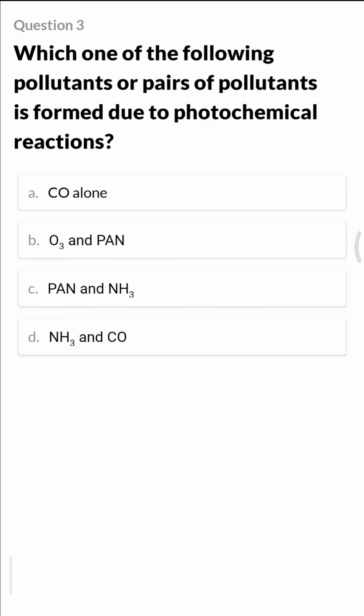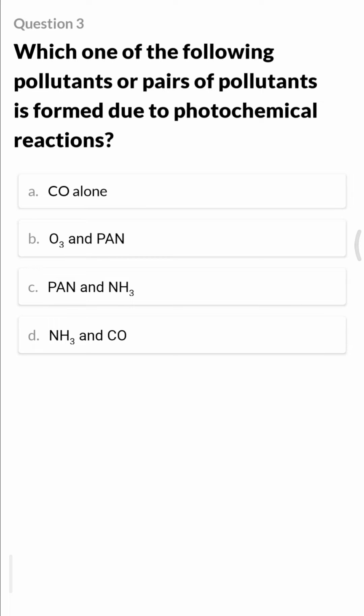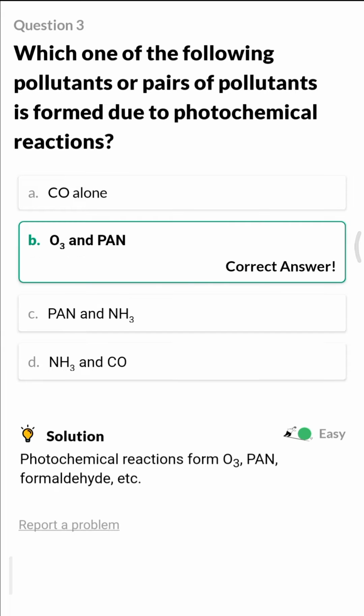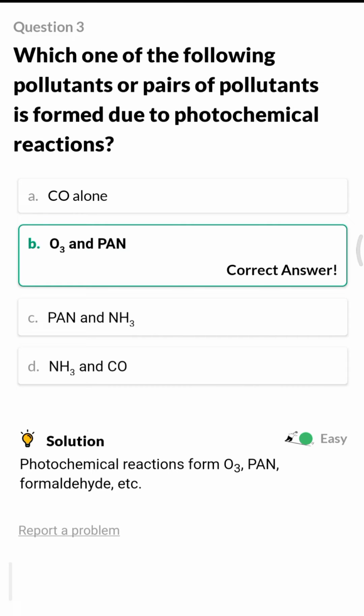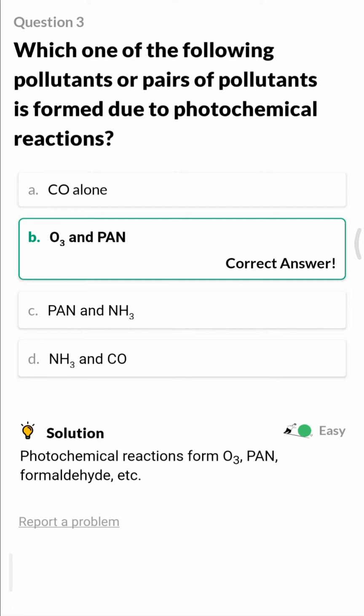Today we're going to see the MCQ related to environmental engineering. So the question is, which one of the following pollutants or pairs of pollutants is formed due to photochemical reactions? Option A is CO alone, that is carbon monoxide alone, option B ozone and PAN, option C PAN and methane, NH3, then option D methane and carbon monoxide. So the correct answer is: photochemical reactions form O3, that is ozone, PAN and formaldehyde, etc. So the correct answer is option B, ozone and PAN.